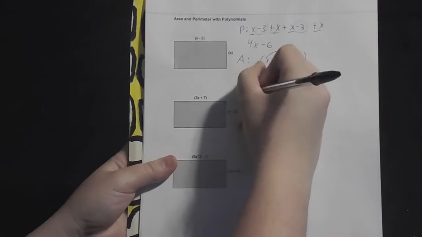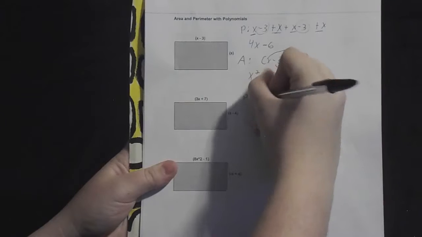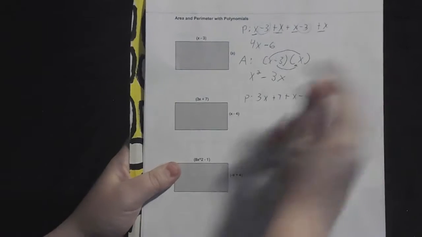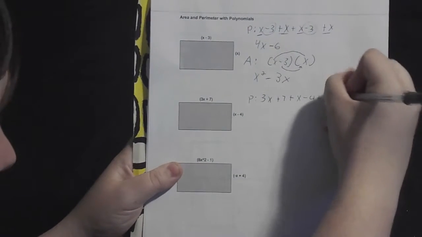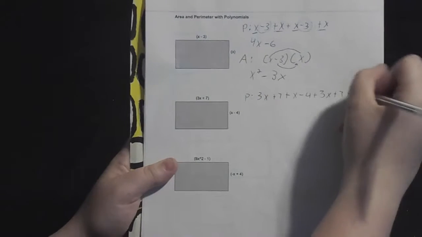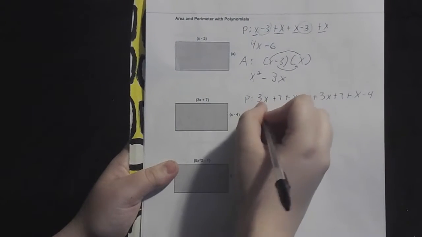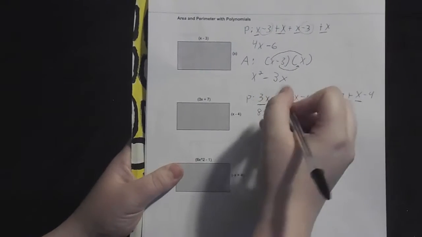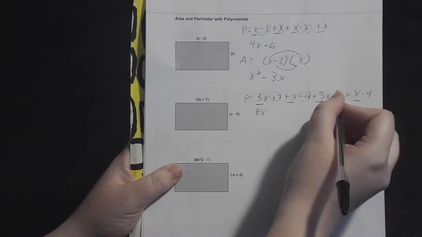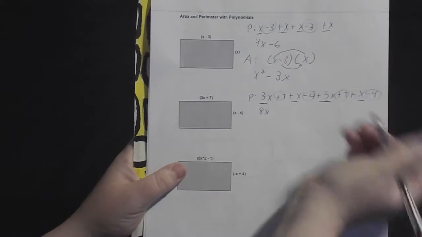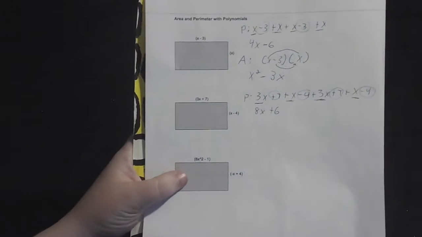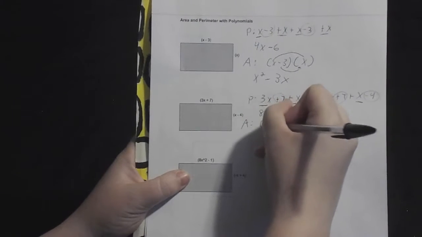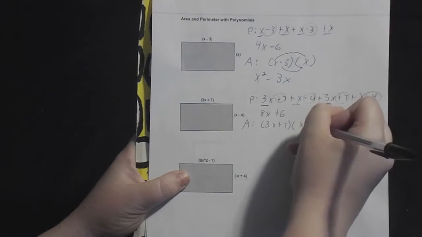For this example, perimeter, it's this side, which is 3x plus 7, plus this side, which is x minus 4, plus this side, which is also 3x plus 7, plus this side, which is also x minus 4. Like terms, 3x plus x plus 3x plus x is a total of 8 x's, plus 7 minus 4 plus 7 minus 4 becomes plus 6. So that's your perimeter.